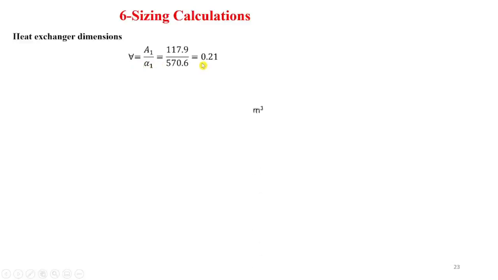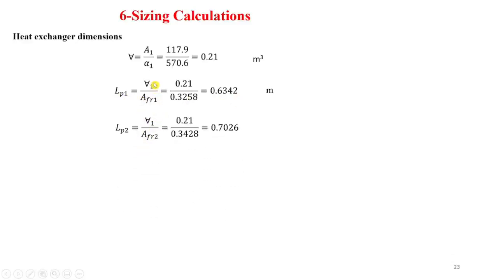Once you get the volume and you know the frontal area for side 1 and side 2, you divide the volume by the frontal area for side 1 and you get LB1, the length of the heat exchanger along side 1, which is going to be 0.6342 meters. You do the same thing for side 2, dividing the volume of the heat exchanger. This should be the volume of the heat exchanger, not V1, since we are talking about only the volume of the heat exchanger, not volume 1. The volume of the heat exchanger is given by this value. You divide this volume by the frontal area and get the length of the heat exchanger along side 1, and the same thing for the length along side 2.